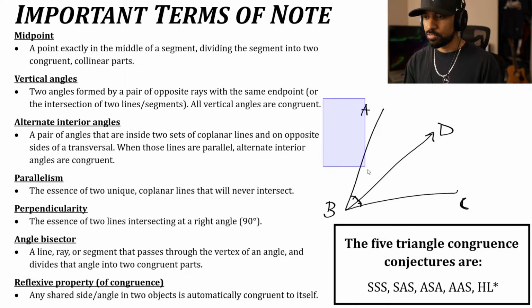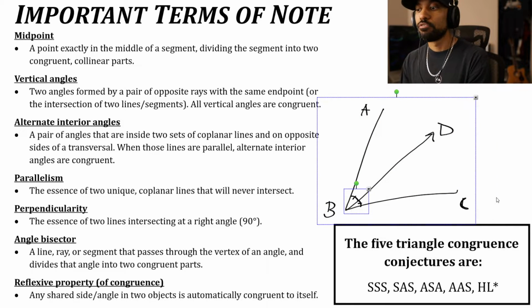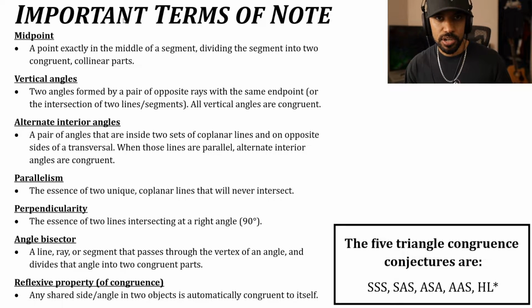So that's an angle bisector, divides into two congruent parts, and again, for a reason to know they're congruent, definition of angle bisector. And finally, reflexive property.